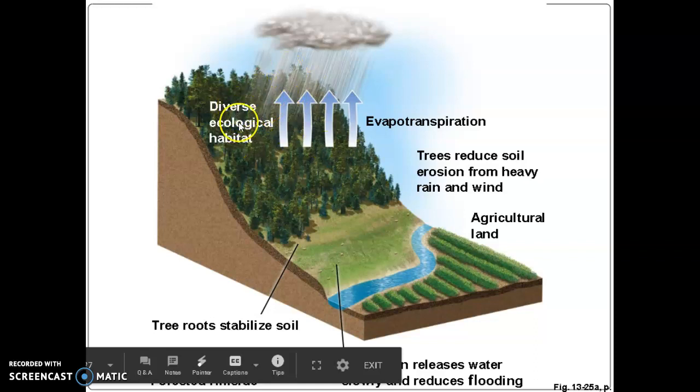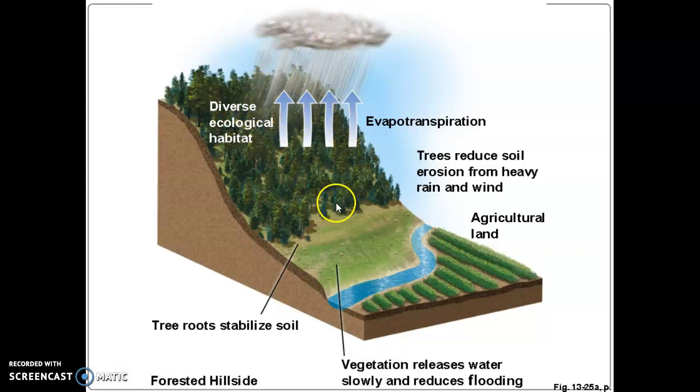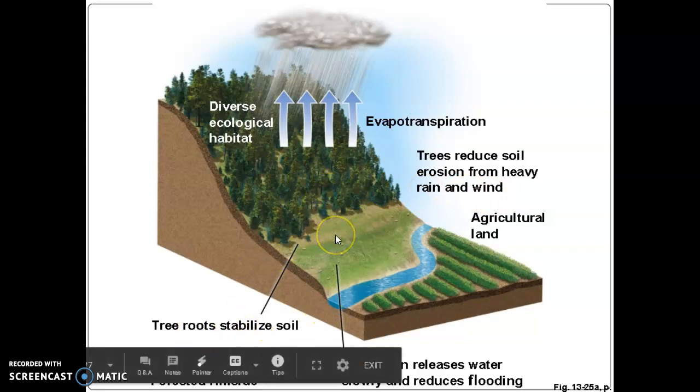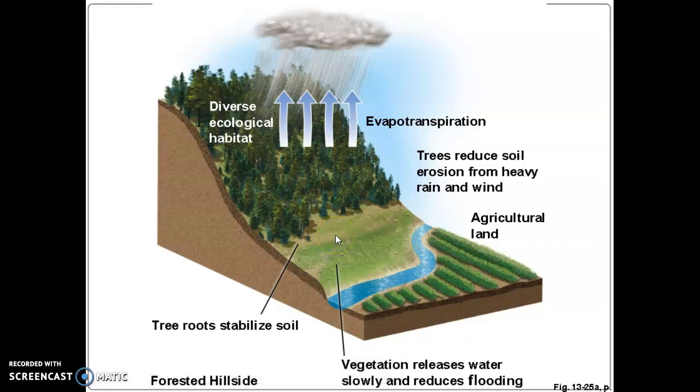So like over here, we have a diverse ecological habitat. There's rain, and there's evaporation. So that's the evapotranspiration. It's just that cycle between rain and evaporation. Your trees are reducing soil erosion from heavy rain and wind, making it more stable. They stabilize the soil. When you remove your trees, then you don't have anything holding the water in. You can see that vegetation releases water slowly and reduces flooding because the trees and vegetation are there to hold it. When you take that out, you're increasing the runoff and the flooding because there's nothing there to stop the water and to slow it down.